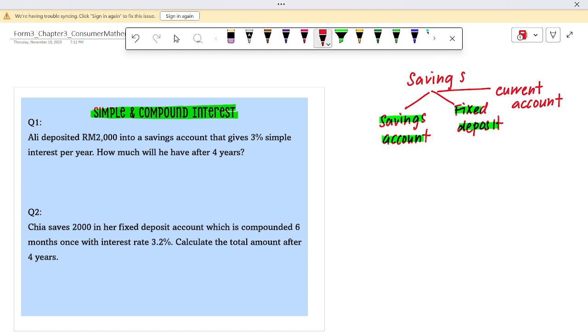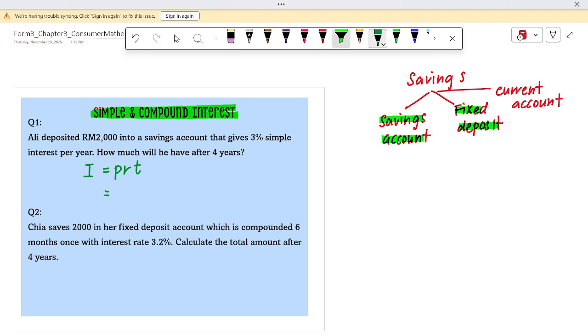So first one, Ali deposited 2,000 ringgit into a savings account that gives 3% simple interest per year. How much will he have after 4 years? Okay. When they're talking about simple interest, our formula for simple interest is I equals PRT, where P stands for principal, R stands for your interest rate, and T stands for your time.